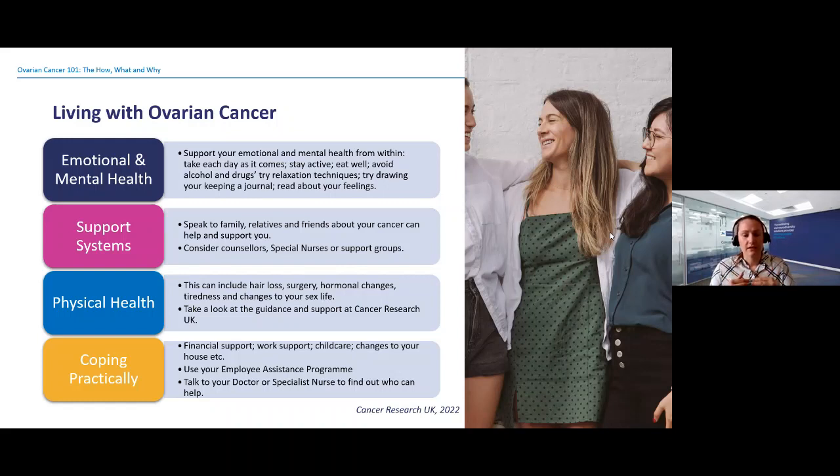And lastly, we need to consider practical ways of coping. You and your family might need to cope with some of those practical elements, such as money, financial support, such as benefits, sick pay and grants, work issues, travel costs, or even changes to your home. So here you can talk to your doctor or a specialist nurse to find out what can help, or even utilise your company's employee assistance programme, which if you're with PAM Group, many of you might be familiar with PAM Assist. And getting help early with these things can really mean that they don't become a big issue later on.